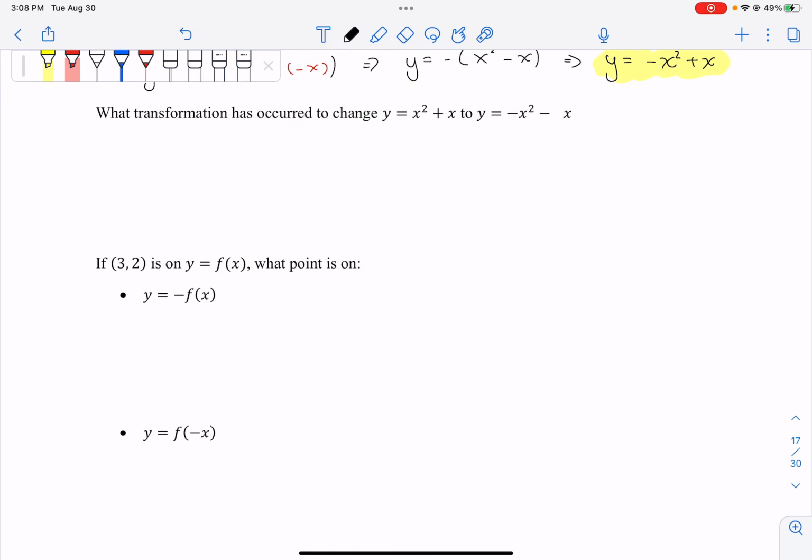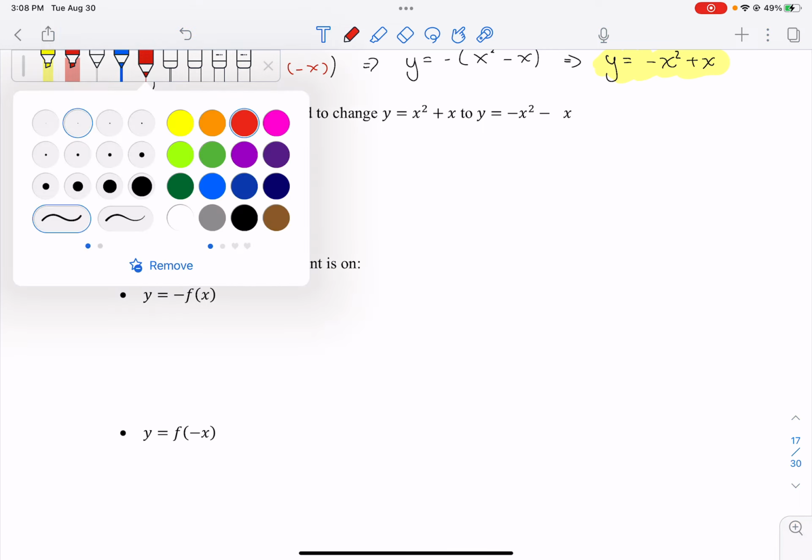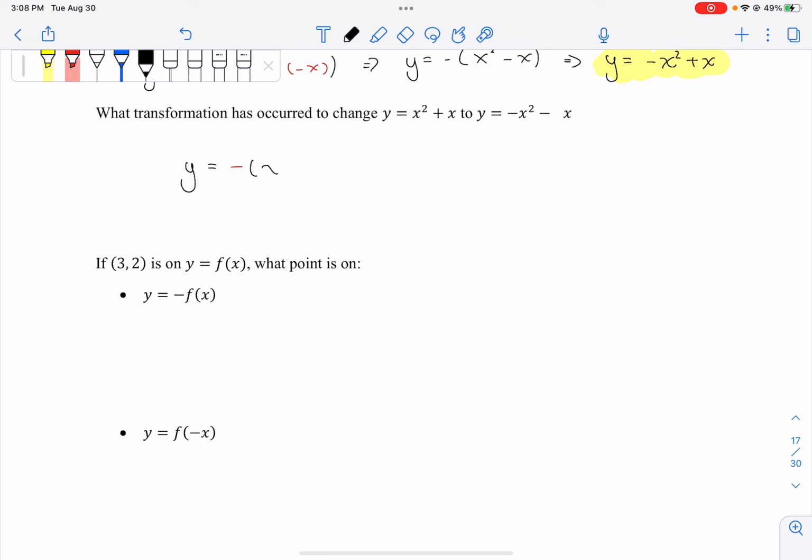All right, this one should be fairly simple because these were both positives and they became negatives. So it seems like we went from x squared plus x to putting a negative on the outside, and then x squared plus x like this. So the change that has occurred is that we now have a reflection in the x-axis, otherwise known as a vertical flip.